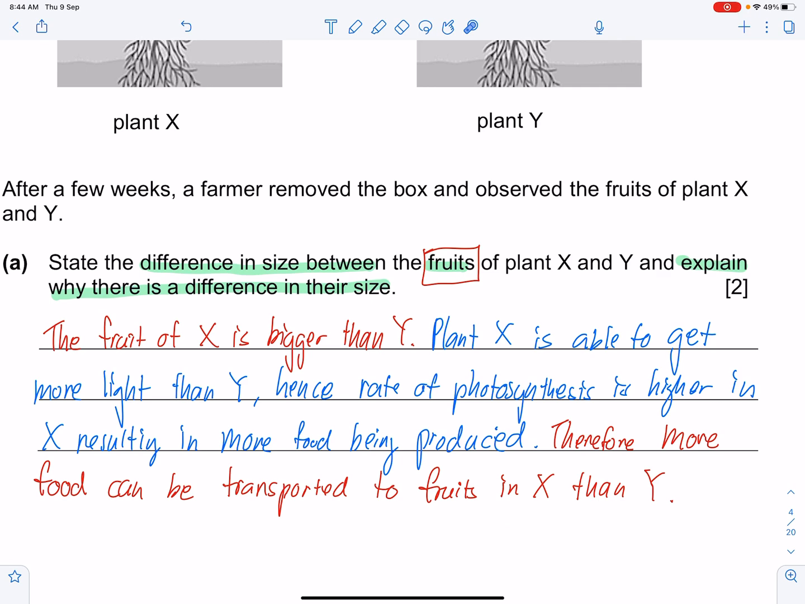But some of you tell me X is bigger than Y, then you flip it around. Plant Y is able to get less light than X. So sometimes it's a bit hard for the examiner to read, and it can even confuse you. So the rule of thumb is try and actually answer with one reference. If you're talking about X, just use X alone. Alright? Next.